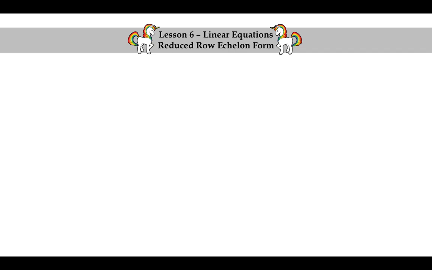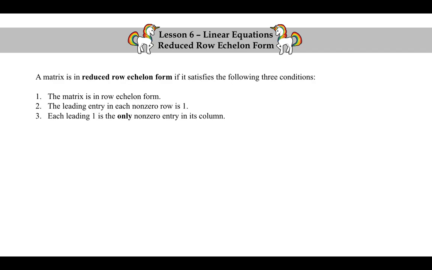Reduced row echelon form. A matrix is in reduced row echelon form if it satisfies the following three conditions. 1. The matrix is in row echelon form. 2. The leading entry in each non-zero row is 1. And 3. Each leading one is the only non-zero entry in its column. Let's look at some examples.